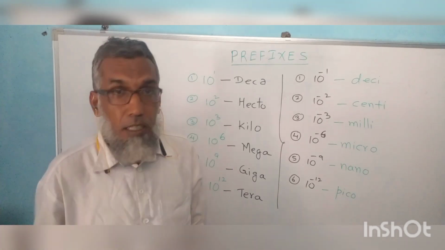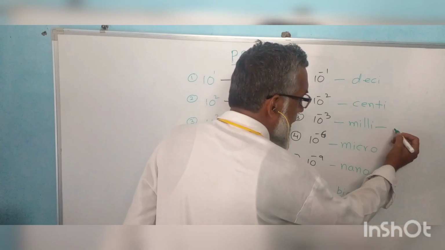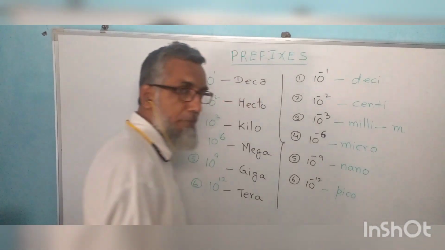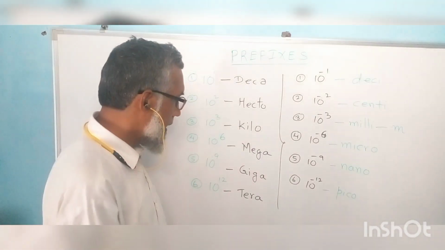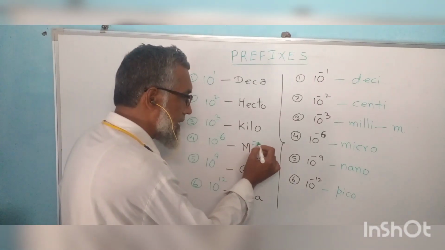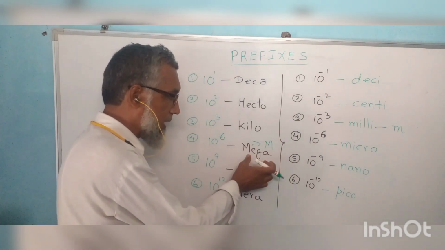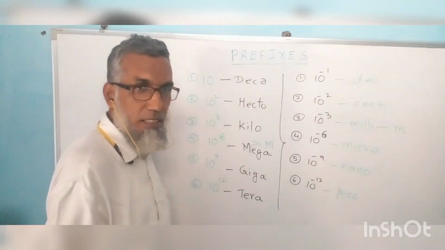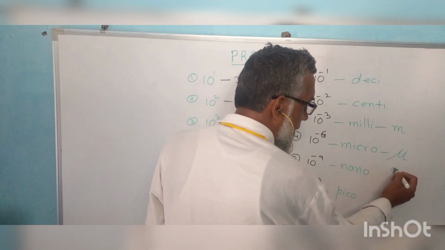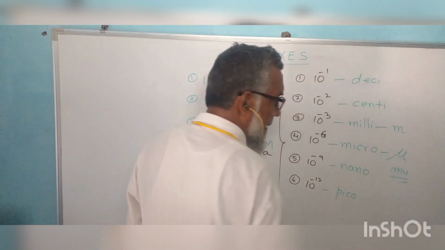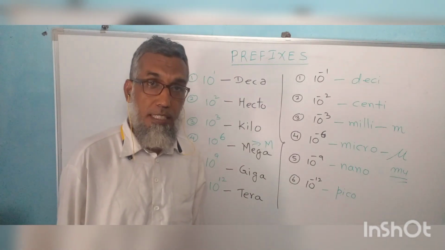Now, the symbol for milli is small m. Small m will stand for milli, 10 to the power of minus 3. And mega has the symbol capital M. So capital M will stand for mega, 10 to the power of plus 6. And for 10 to the power of minus 6, micro, the symbol is mu. We have learned this Greek alphabet mu. Mu is the symbol for micro, 10 to the power of minus 6.